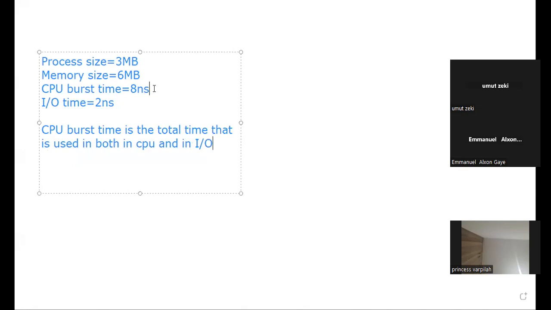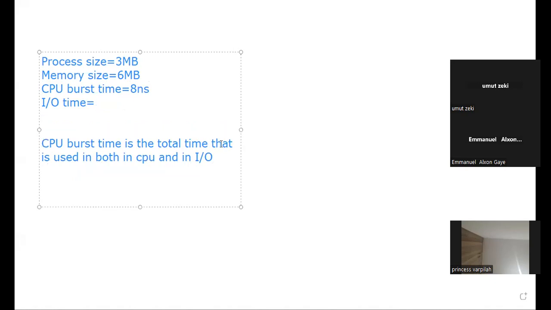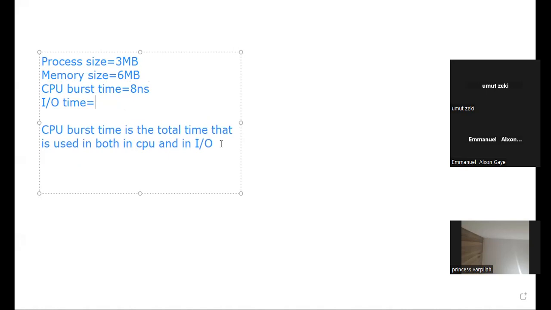So if it is 8 nanoseconds and 2 nanoseconds of it is used in input output, how can we find it? Actually you can do it like that, 2/8 multiplied by 100 is 1/4, 25%.